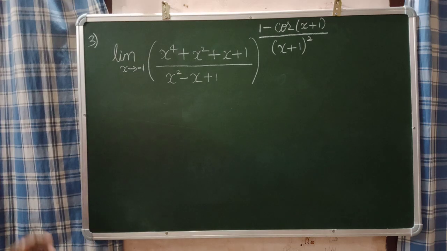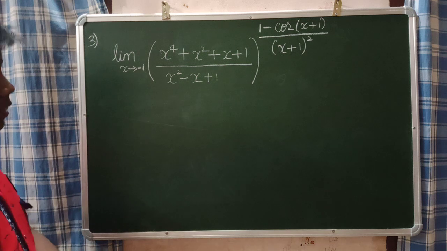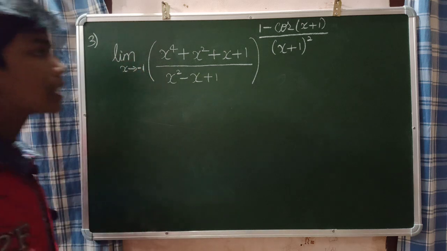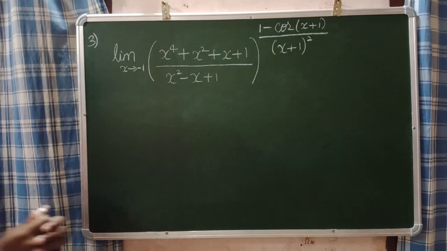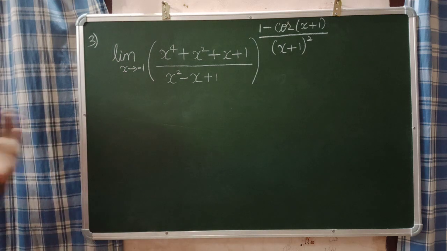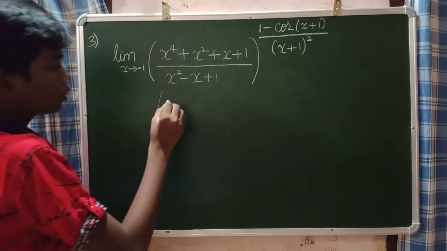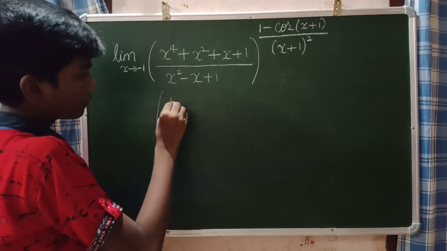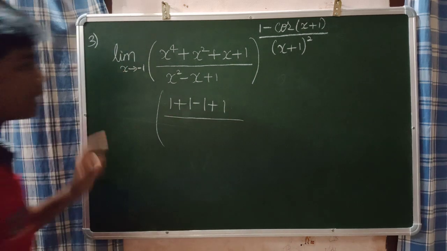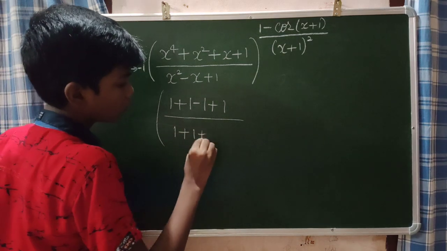Our next question is, limit of x tends to minus 1 of (x to the power of 4 plus x square plus x plus 1) divided by (x square minus x plus 1), the whole to the power of (1 minus cos of x plus 1) divided by (x plus 1) whole square. Now guys, the first thing all people will think is, we should put x as minus 1. When you put x as minus 1, this expression simplifies: minus 1 to the power of 4 will be 1 only, minus 1 square will be 1 only, then minus 1 plus 1 divided by x square, which is minus 1 square, is 1 only, then plus 1 plus 1.